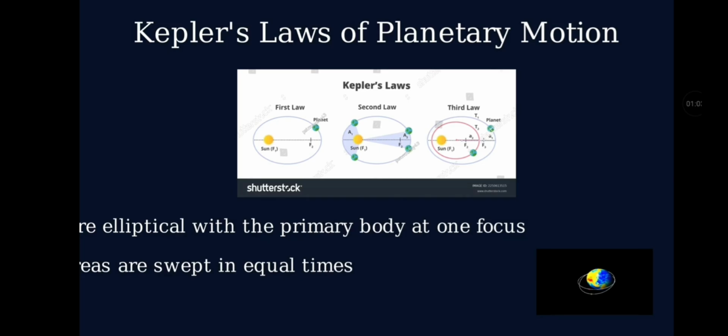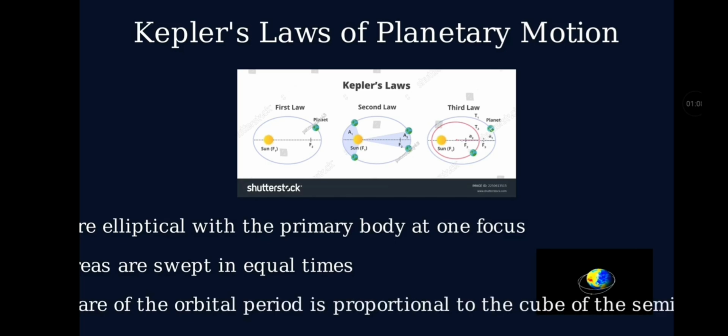Kepler's third law: the square of the orbital period is proportional to the cube of the semi-major axis of the orbit. This establishes a precise mathematical relationship between a planet's distance from the Sun and its orbital period.